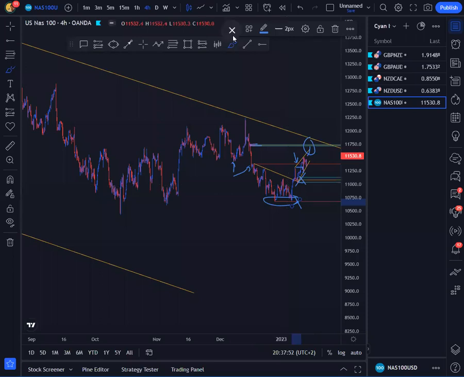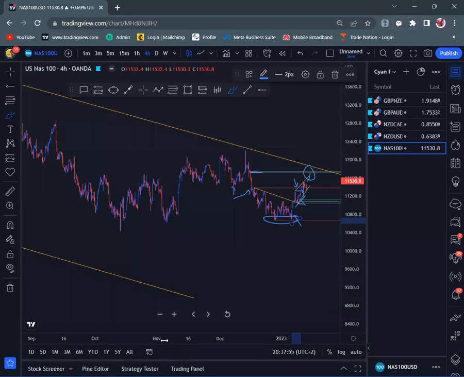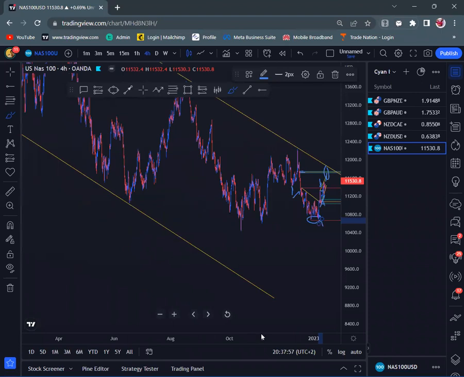But otherwise, let's call it a session. Conclusion being, there's a lot that's going to happen, a lot of volatility and a lot of confusion. Let's just trade the structures that we see to try and be as safe as possible at all times.